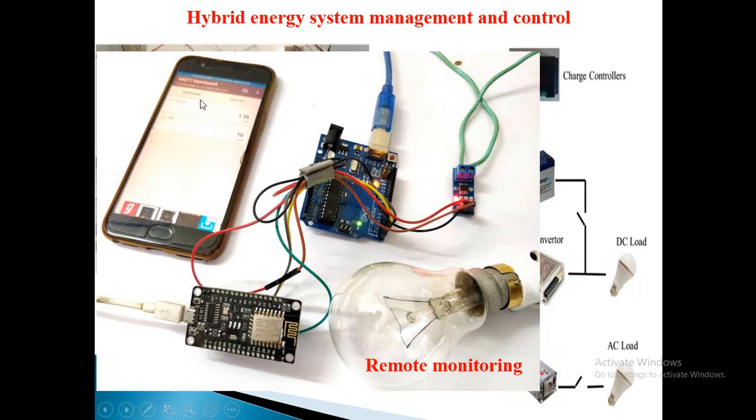Then just open an account in the Arduino IoT platform. Then connect the variables through the Wi-Fi shield. Then you will be able to monitor how much power is being consumed by the electric bulb from a remote place by using your mobile phone. So this is called an IoT based remote monitoring system project.